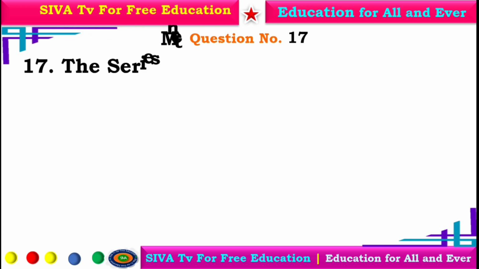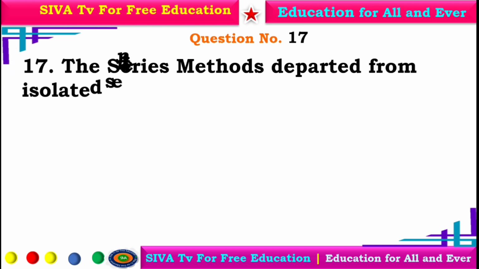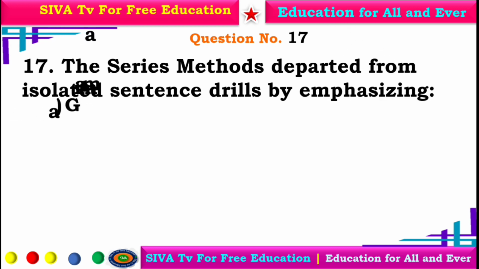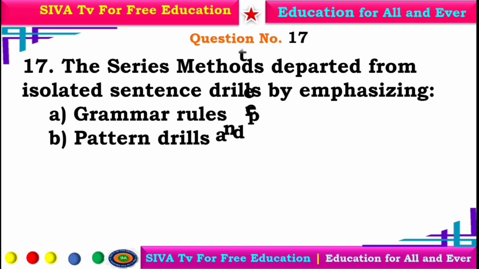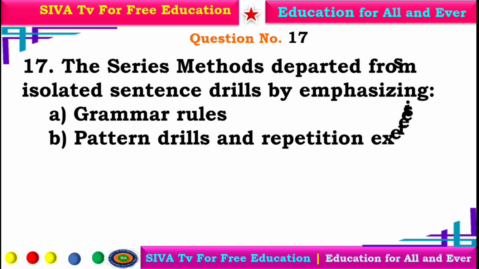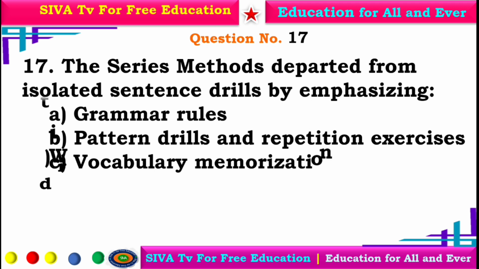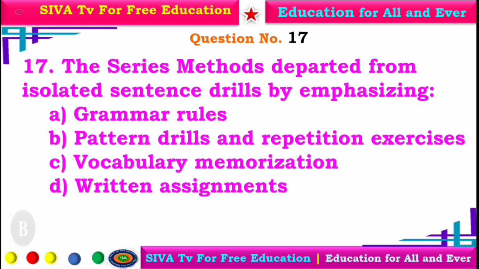Question number 17. The series methods departed from isolated sentence drills by emphasizing option A, grammar rules. Option B, pattern drills and repetition exercises. Option C, vocabulary memorization. Option D, written assignments. The correct answer is option B, pattern drills and repetition exercises.